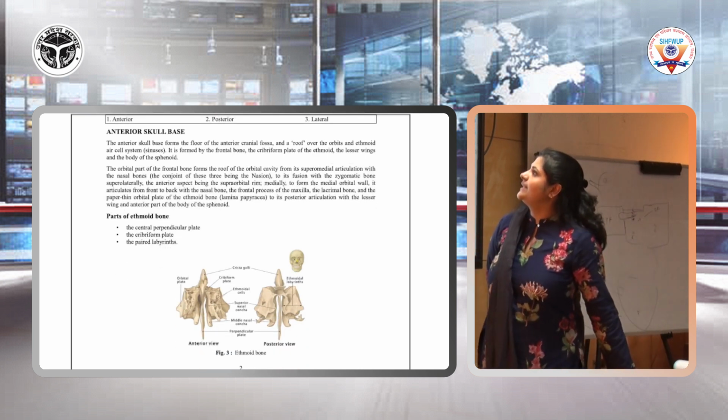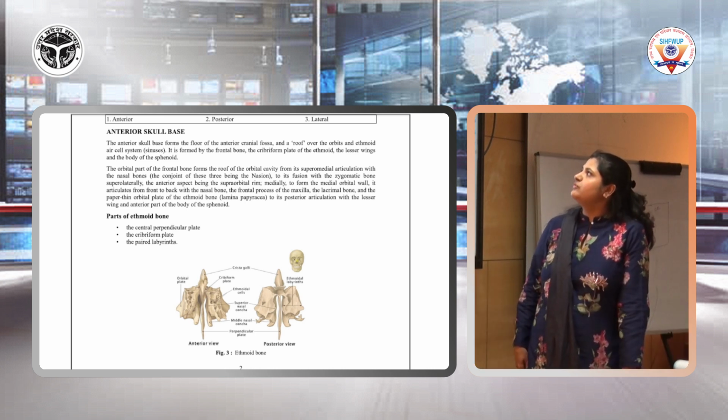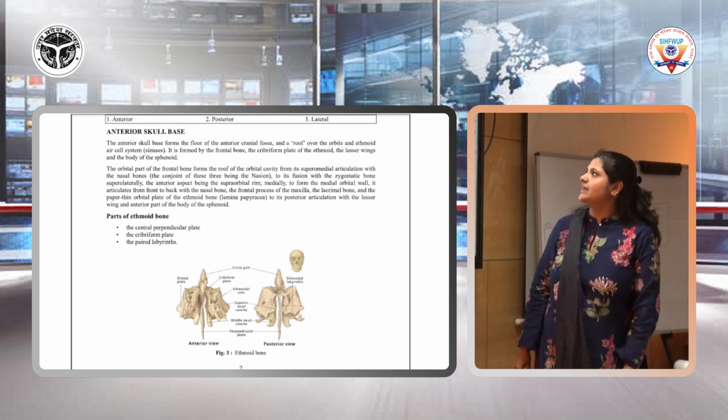So the anterior skull base forms the floor of the anterior cranial fossa and the roof over the orbits and ethmoid bone. It is formed by the frontal bone, the cribriform plate of the ethmoid bone, and the lesser wing and body of the sphenoid.